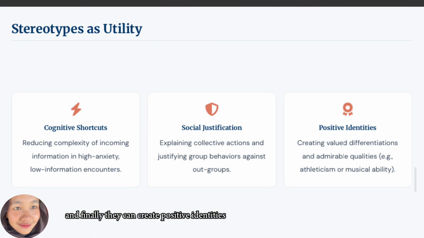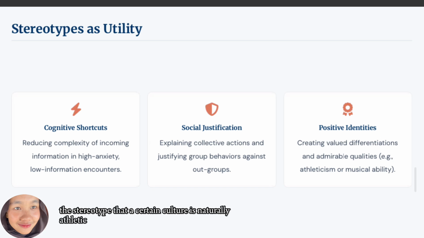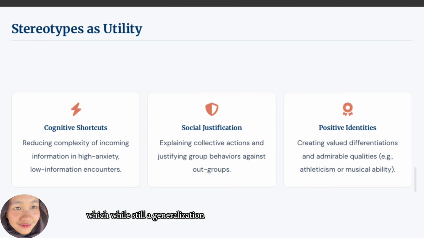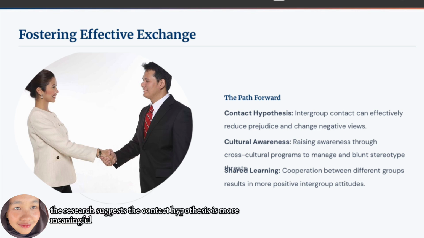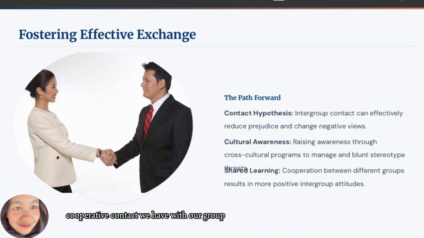And finally, they can create positive identities, such as the stereotype that a certain culture is naturally athletic or musical, which, while still a generalization, can be seen as a value differentiation. How do we move forward? The research suggests the contact hypothesis: the more meaningful cooperative contact we have with outgroups, the more these stereotypes break down.